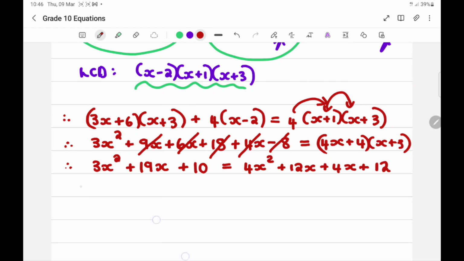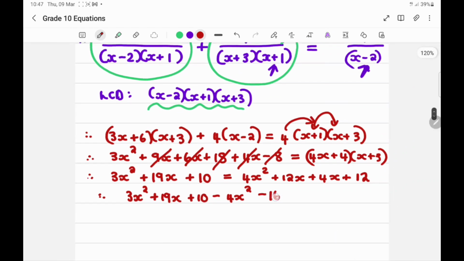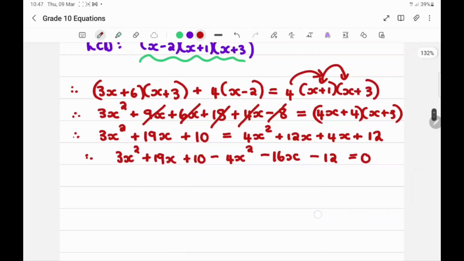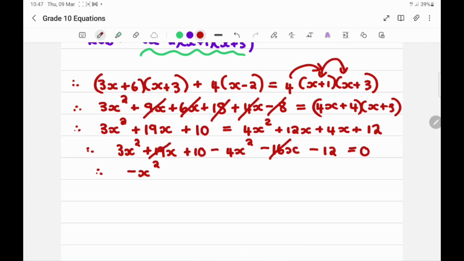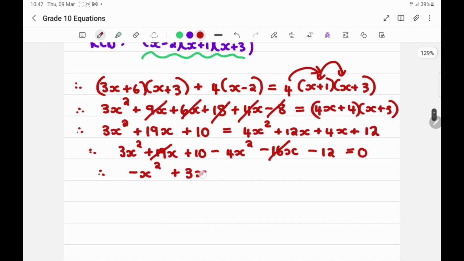Okay, now I'm going to first simplify each side completely because I don't want to make any mistakes. Plus 10. Let's bring over this minus 4x squared and a plus 12 plus 16. Plus 4 is plus 16. Take it over, it becomes a minus 16x minus 12. So I just took everything over to the other side, and then I'm left with negative x squared plus 19x minus 16x. 19 minus 16 is a positive 3x.